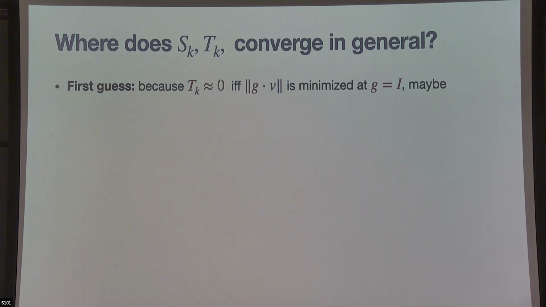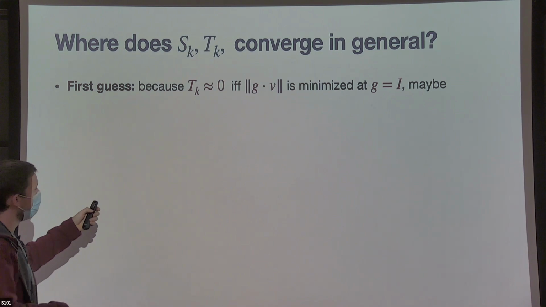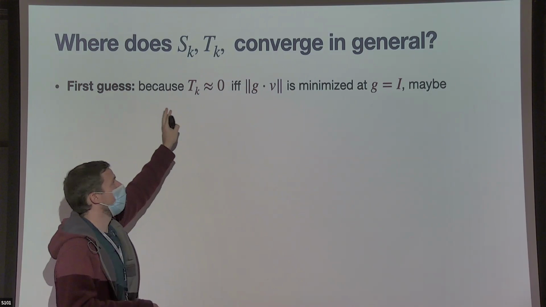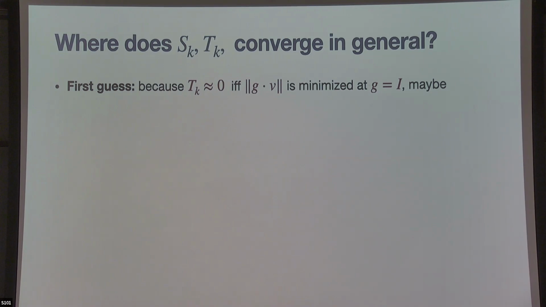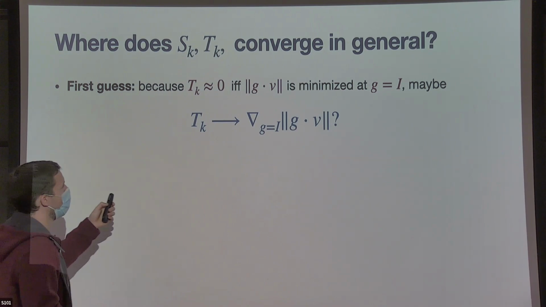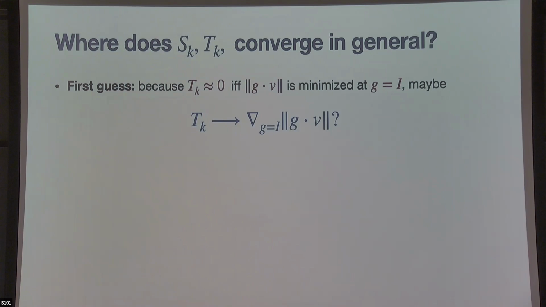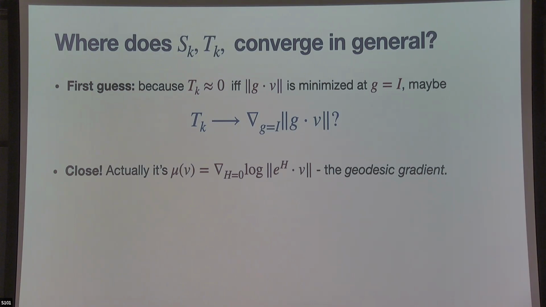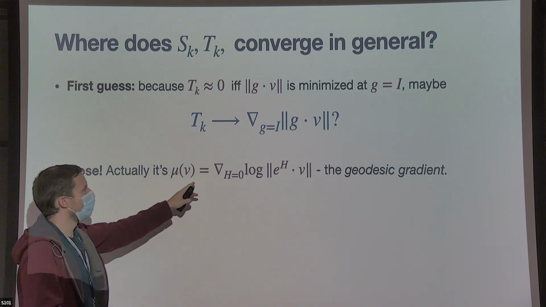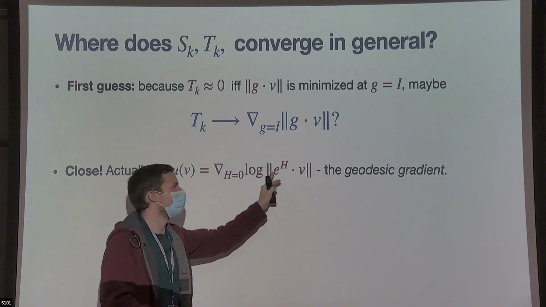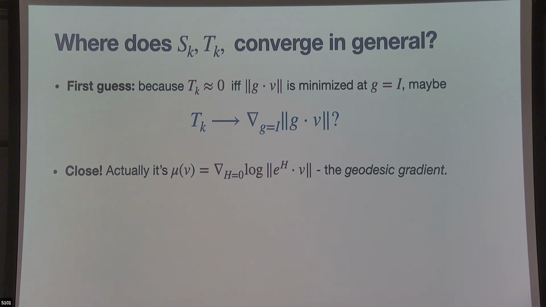So the question is, where do these converge? A first guess would be, using the fact that S_K, and hence T_K, is close to zero whenever this thing is already minimized, the result about the chance that it shows up as zero being the minimization of that quantity, you could guess that maybe T_K goes to the gradient. At least they live in the right spaces. It's actually this quantity, which we denote by mu, which is the derivative of the log of the norm after this change of variables. For various reasons, this is called the geodesic gradient. It's also called the moment map.